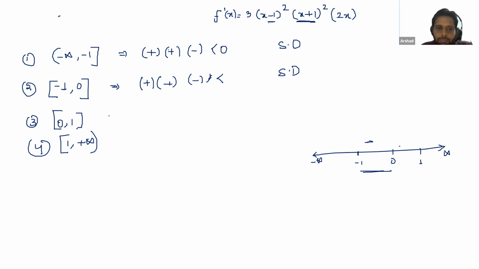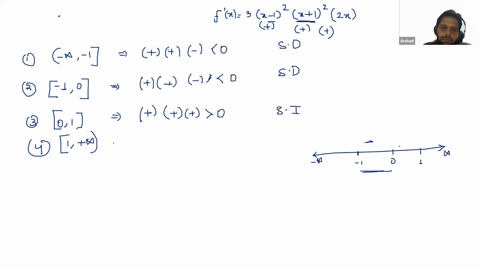Next, 0 to 1. Abdul, will you please give me a point between 0 and 1? 0.5. Okay. So the first is positive, this is positive, this is positive, and this is also positive. So positive, positive, and positive. So this is greater than 0. Strictly increasing. For the next one, Abdul, any point? 2. So this is positive, this is positive, and this is positive. Greater than 0, so this is strictly increasing.